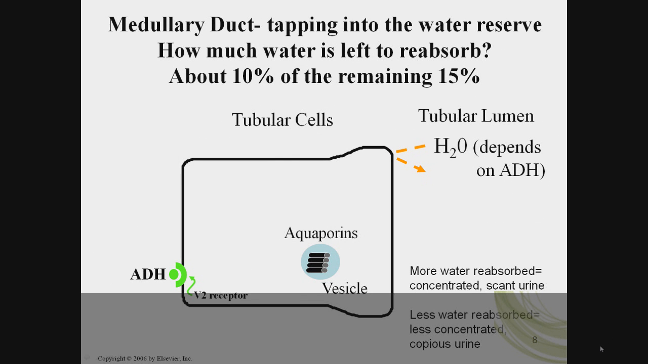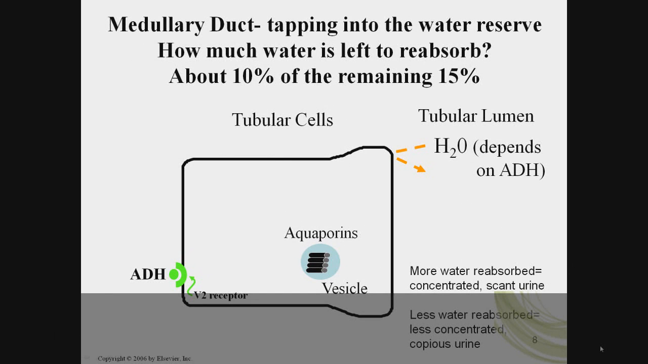Then in the descending limb, we reabsorb another 20%. That brings us to 85%. In the thick ascending limb and early distal convoluted tubule, there is no water reabsorption. That means by the time we get to the collecting duct, then the medullary duct, we still have 15% of our filtered water remaining.